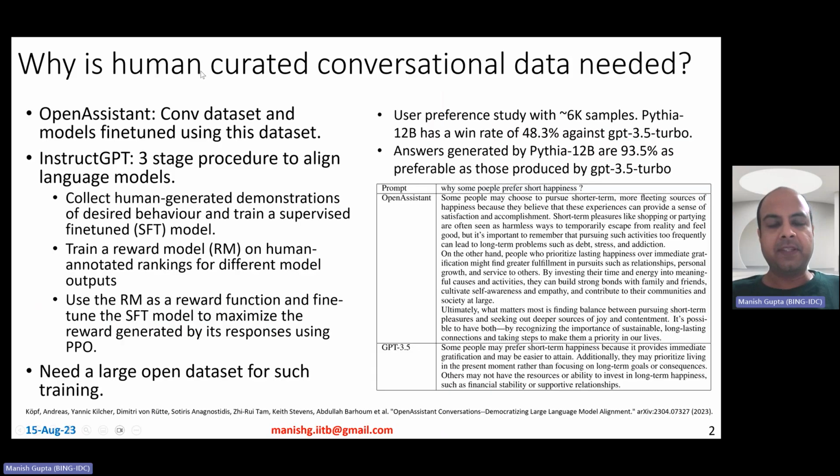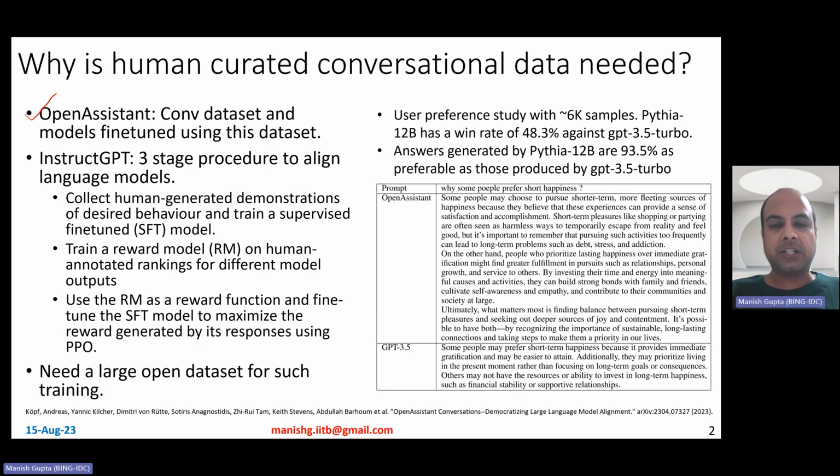Let's get started. So, in general, why is human curated conversational data required? And what is OpenAssistant? OpenAssistant is basically a conversations dataset, and it is also a bunch of models which are fine-tuned using this dataset. So it's the name of both the dataset as well as the models built using this dataset. And in general, why do we need such a dataset?